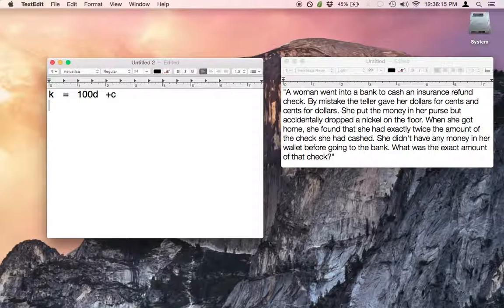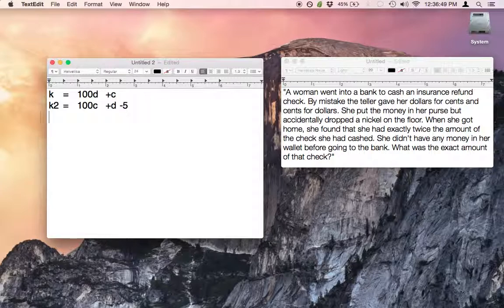Now, the second total was the amount that she had when she got home. And the amount that the banker gave her was based on the check, but he switched dollars for cents, and we can easily represent that by switching the variables C and D. So we'll have 100 cents for each cent, and we'll just have 1 cent for each dollar. Now, of course, on her way out of the bank, she dropped a nickel, so we're going to have to subtract 5 cents from this problem to take that into account.